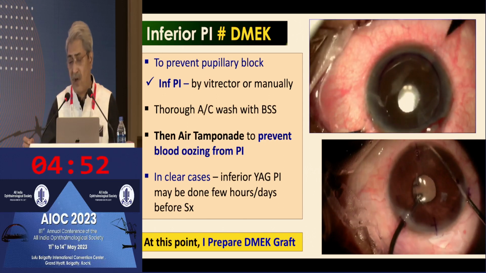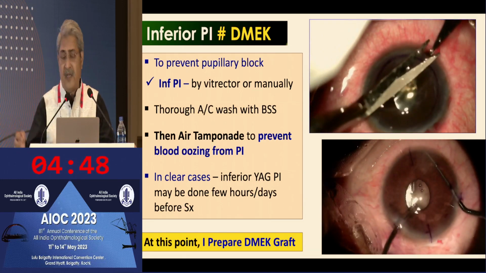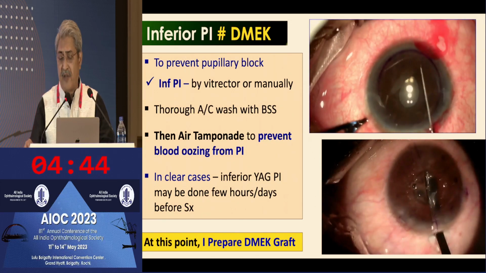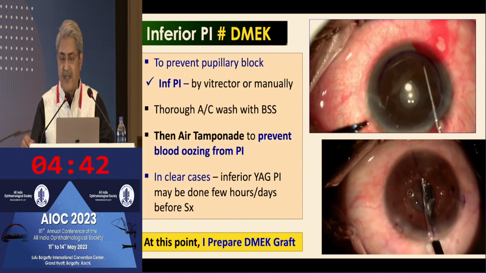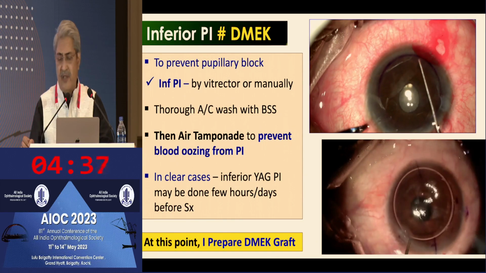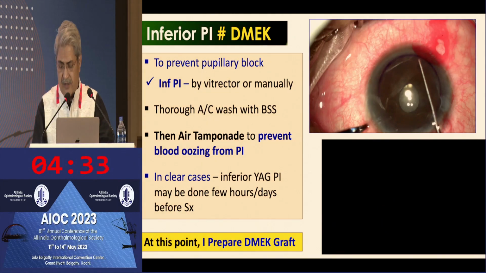And this is another important step. You have to follow the inferior PI. You do it manually by inferior port, or maybe using a vitrector. Always check the patency of the PI, but there is a little oozing of blood, and you need to keep air tamponade, and this is very important in DMEK.